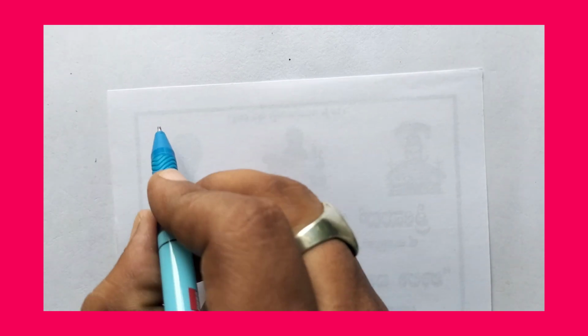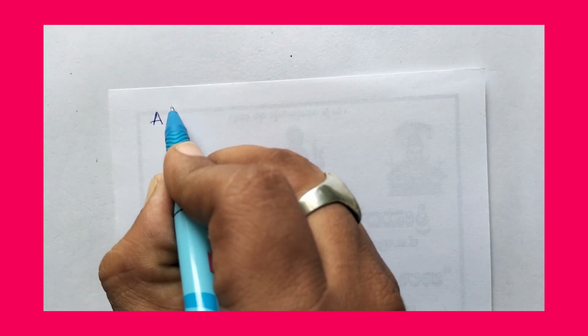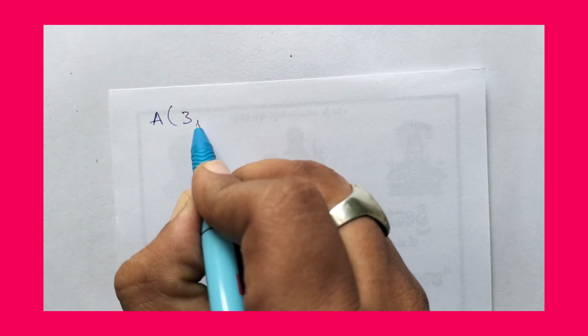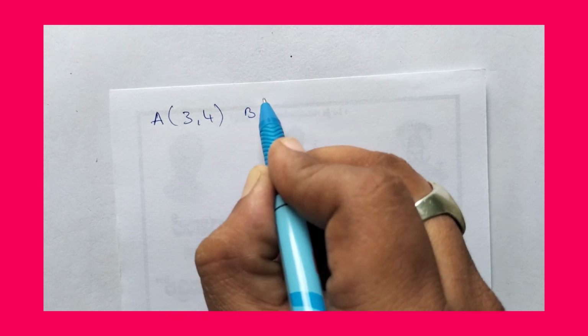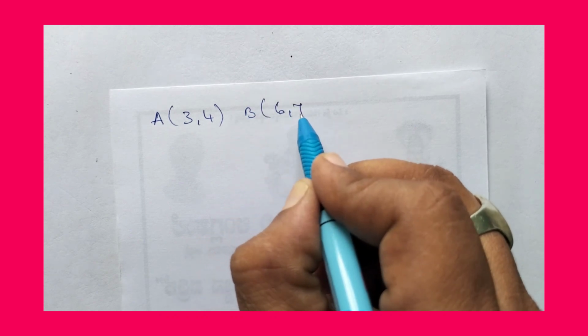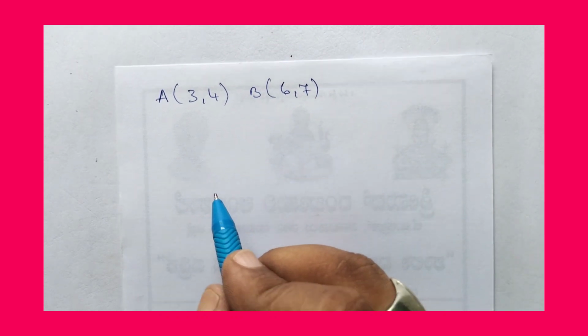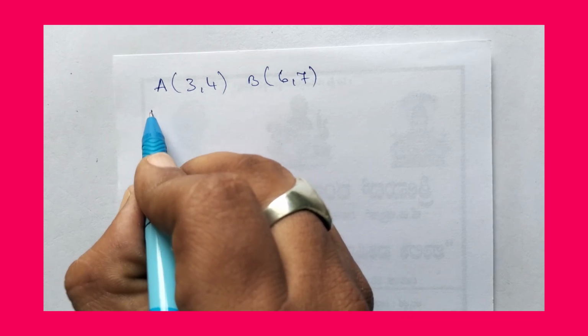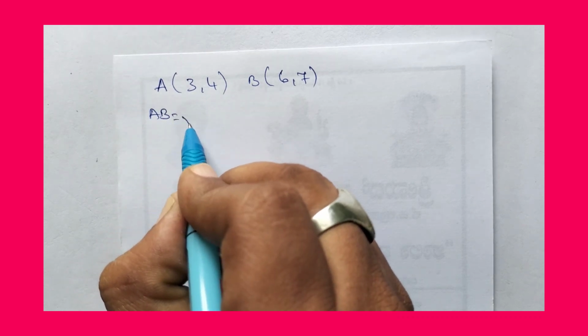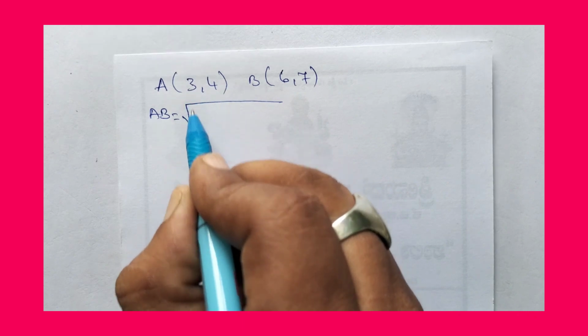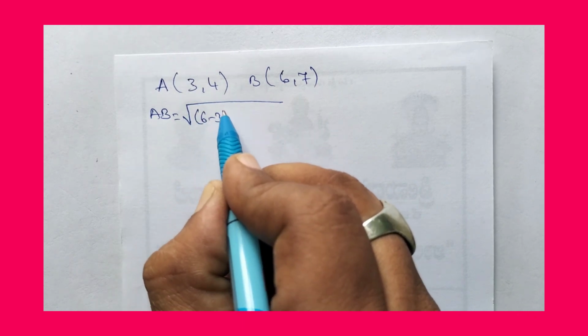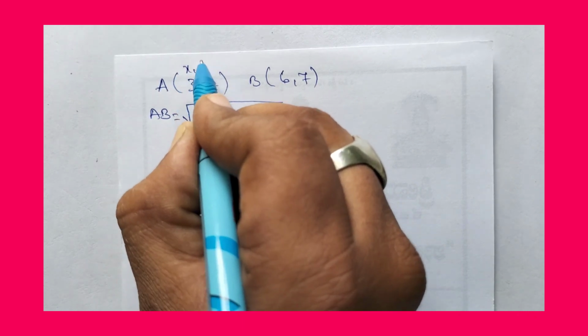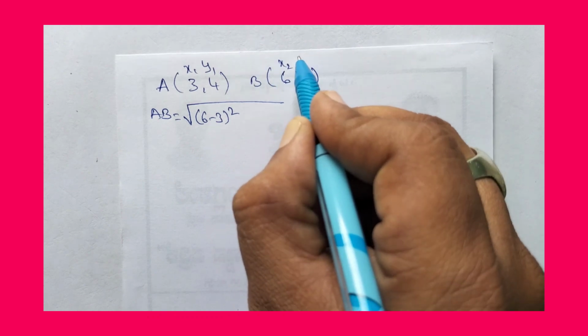So let us answer this question. First let us write and mark the points. A has coordinates (3, 4) and B is (6, 7). First let us find the distance between A and B. So AB is equal to square root of (6 minus 3) whole square, where this is x1 y1, this is x2 y2.